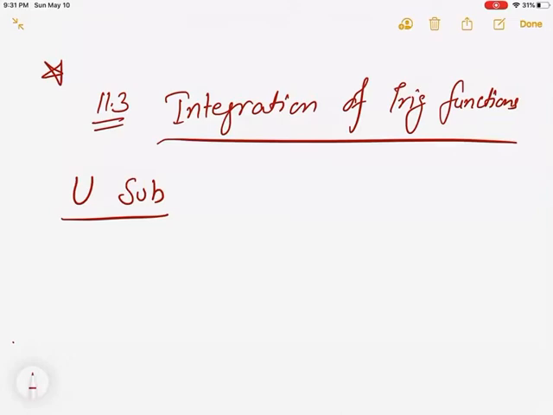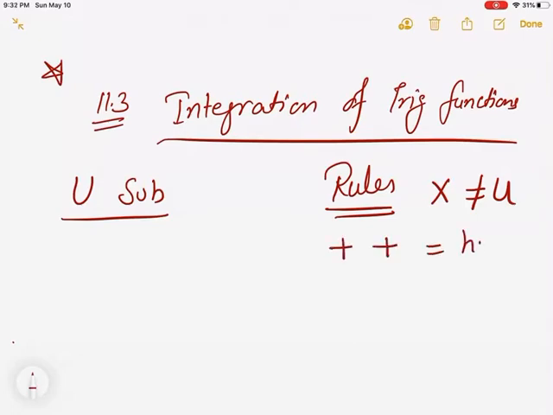So let me just go over a few rules here. You can't just set x equal to u, because if you do that, it's not going to make any difference to that equation. It would still be the same. So first, if you see two positive functions, take the higher degree function and set it equal to u. If you see one positive and one negative, we take the negative function and set it equal to u.